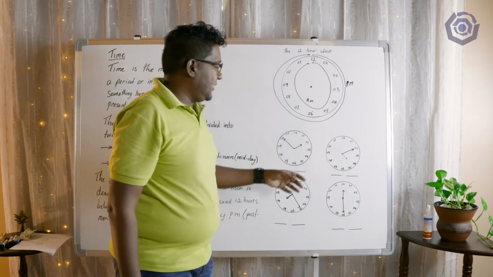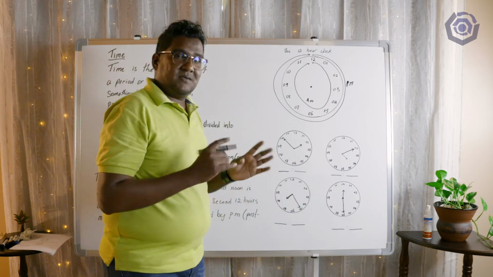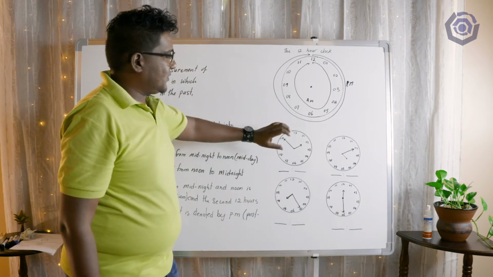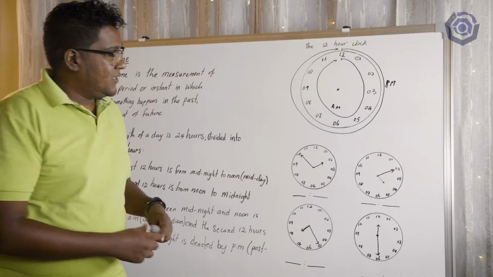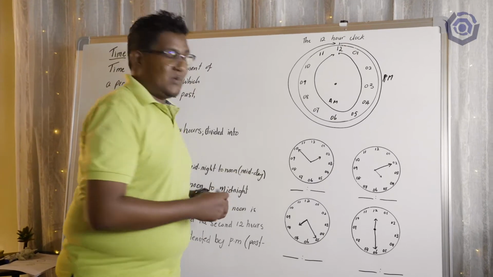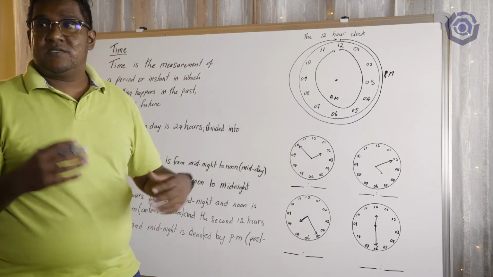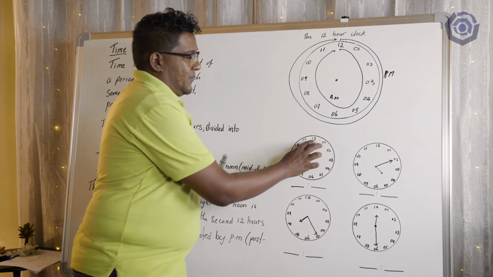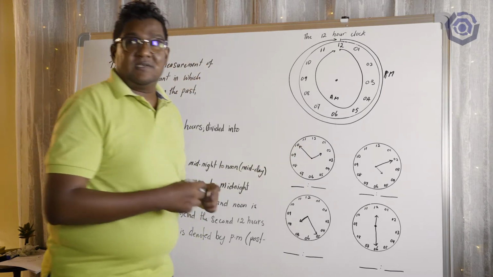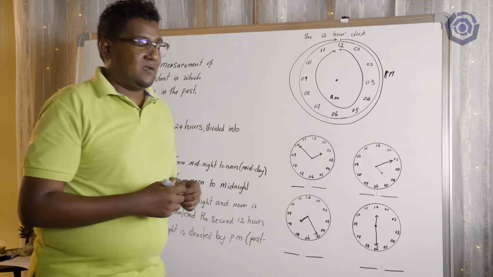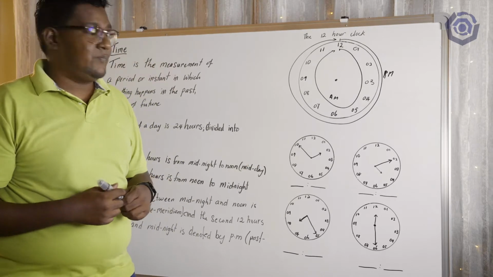So if you look below here, I have 4 diagrams, a simple exercise, to help you to read the time or tell the time. The short hand is what we use to tell the hour, and you have the long hand, which is the minute hand. Between each one of these numbers is 5 minutes. So if you check it, you have a total of 60 minutes in an hour.